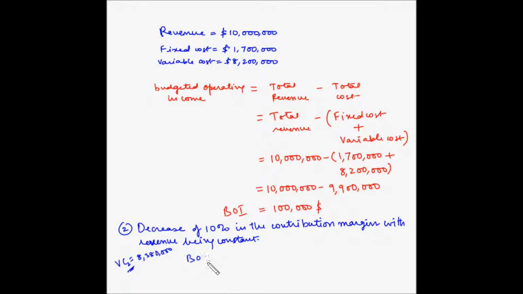So I'll call this BOI2. Total revenue is still the same, 10 million, minus fixed cost is also the same, 1.7 million, minus, now the variable cost has changed to 8.38 million. So 8,380,000.